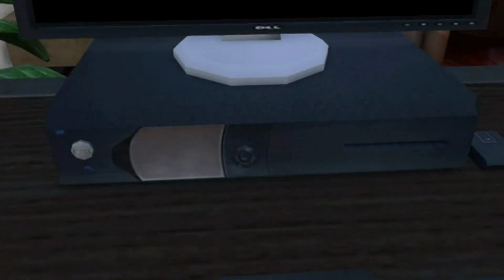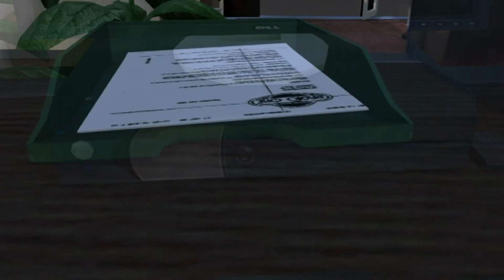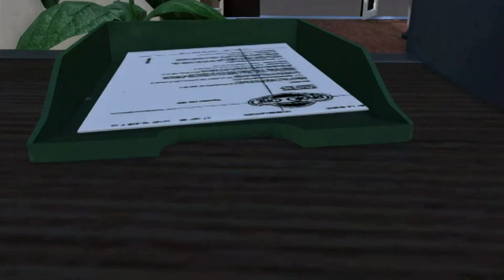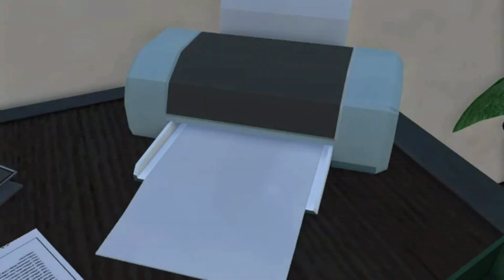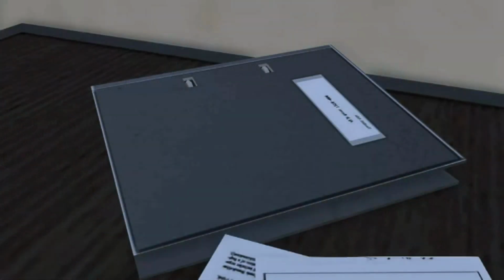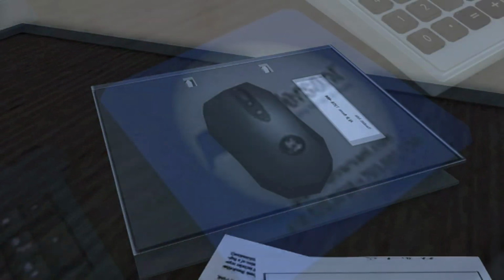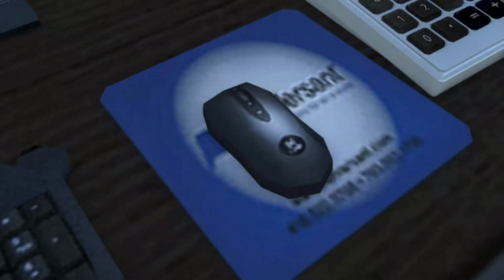This is a computer. It is a paper tray. This is a stapler. It is a printer. This is a file. Here is a mouse.